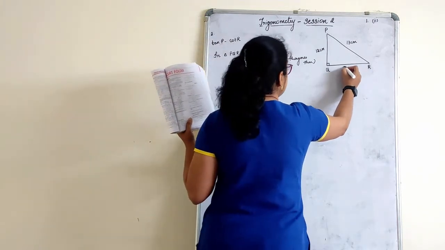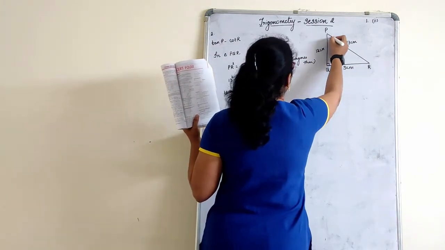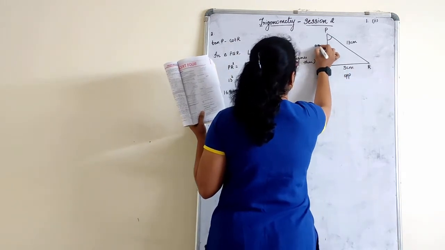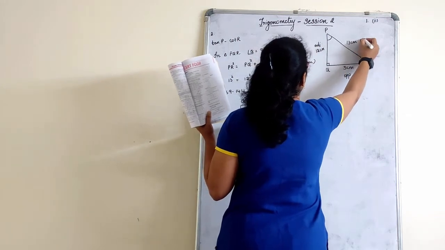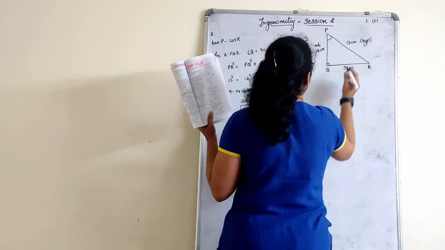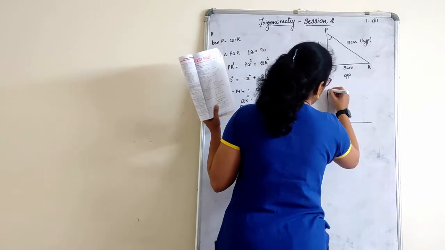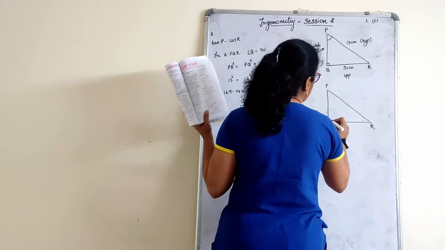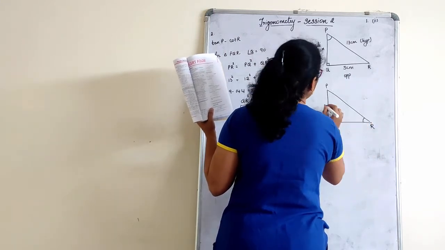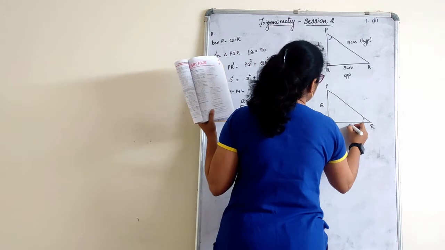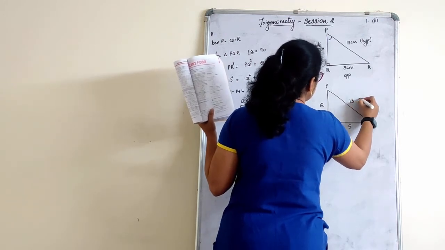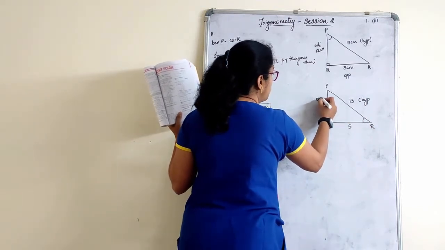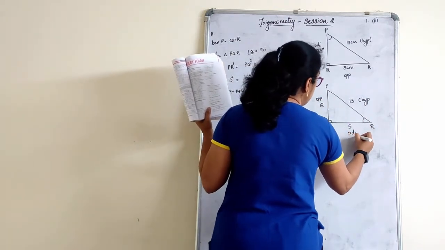So this is 5 centimeter. First, let us check with angle P. If it is P, this is opposite, this is adjacent, and this is hypotenuse. We will redraw the figure once again for P, Q, and R. Next is angle R. This is 12 centimeter, 5 centimeter, and 13 centimeter. Hypotenuse is fixed. If this is R, this will be my opposite and this will be the adjacent.